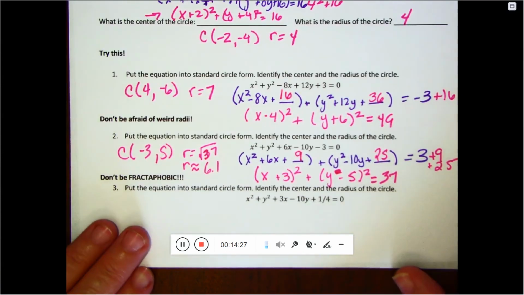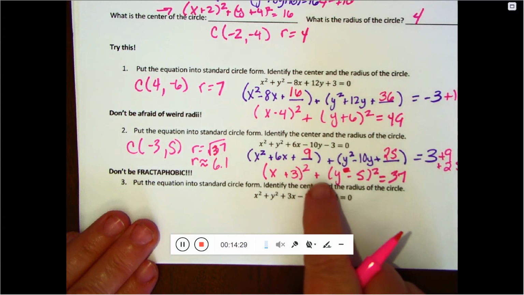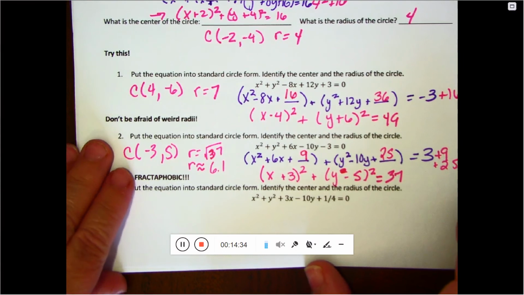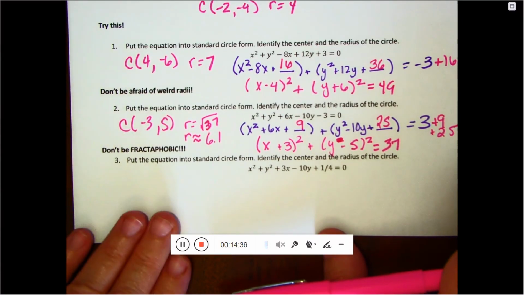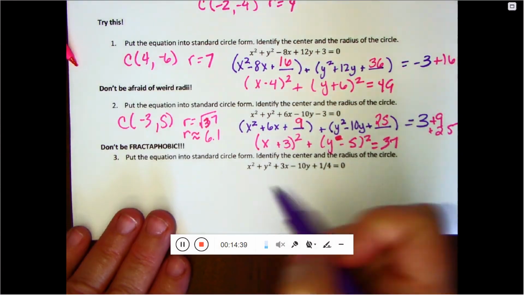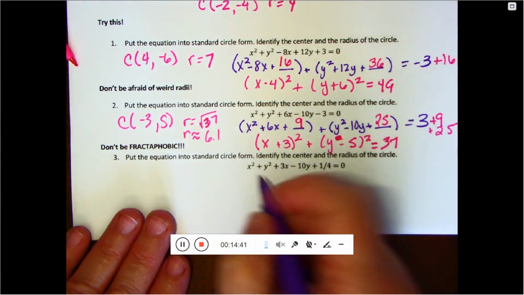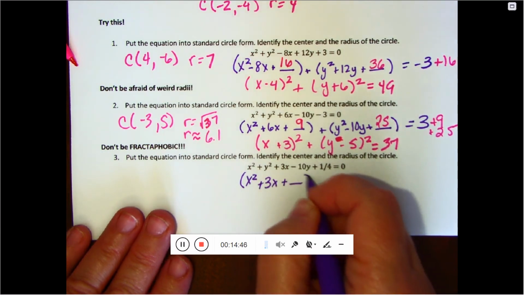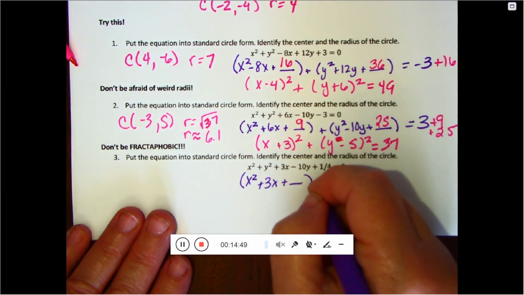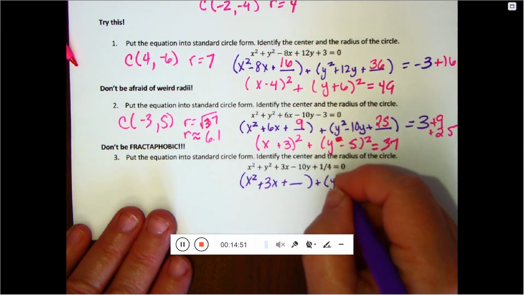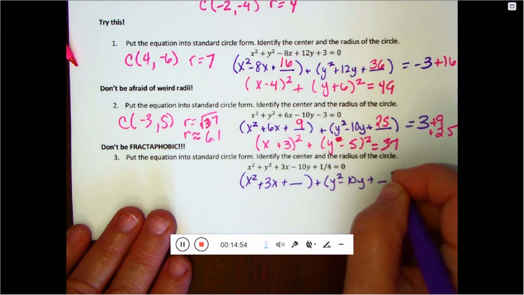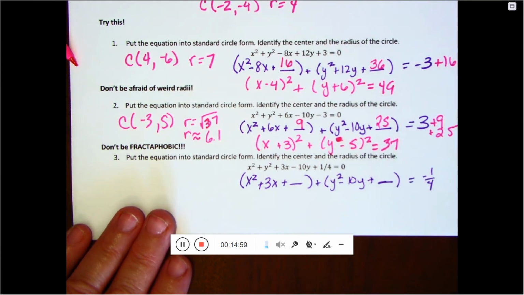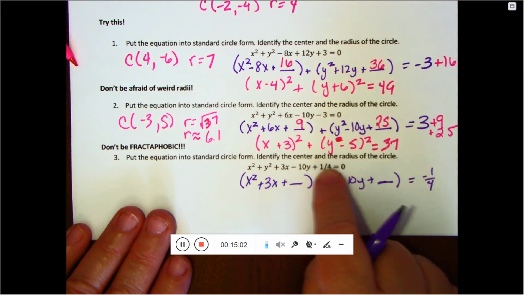Now the last one is going to involve fractions, because as you see, I have odd numbers, and taking half of odd numbers always results in a fraction. Okay, so same process though, the process doesn't change. I'm going to group the x squared with the 3x and leave a blank. Plus, I'm going to group the y squared with the minus 10y and leave a blank. And I'm going to subtract the 1/4 over to the other side. Subtract 1/4 there, subtract 1/4 there.